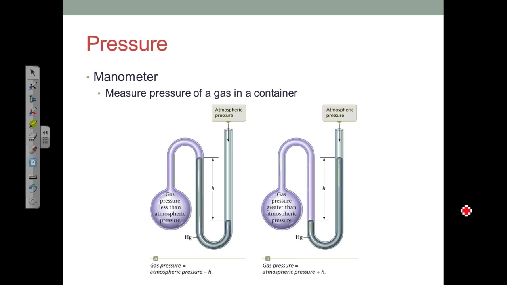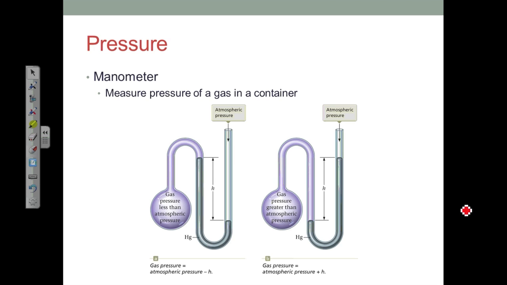Manometer. What we have here is a little vessel containing some gas, and some mercury in a tube. What is the pressure? What do we call pressure at sea level? 1, right? 1 atmosphere. At sea level, the pressure is 1 atmosphere. But here in Colorado, are we greater or lower? We're lower, right? Because we're higher up, so we have less air above us, so we have a lower pressure.